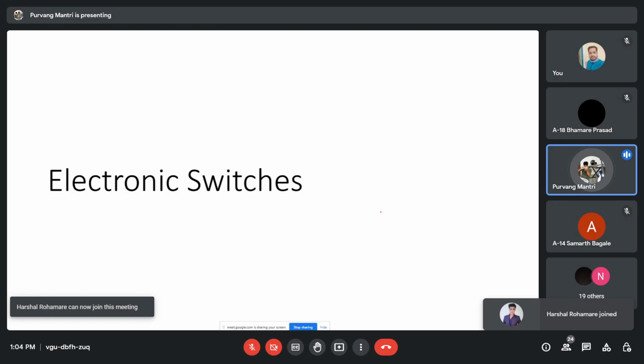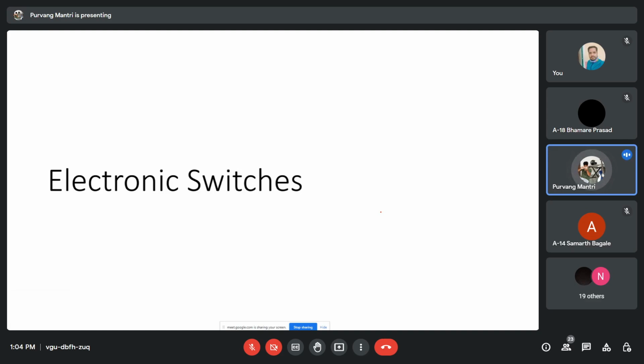So, using these impurities and semiconductors, the invention of electronic switches was possible. Electronic switches are nothing but regular switches, but they are operated using electricity. Like we have switches for a fan and air conditioners and various sockets, right? Those switches are operated manually by us. But electronic switches are operated electrically using electronic signals, which are given by microcontrollers.